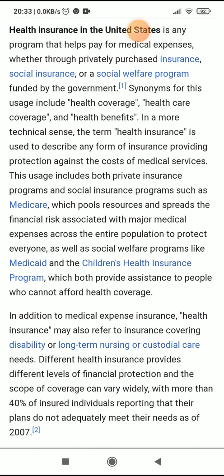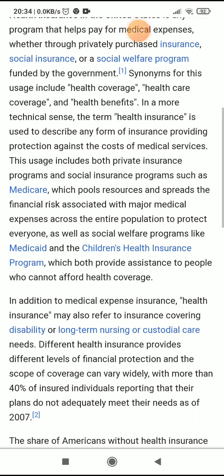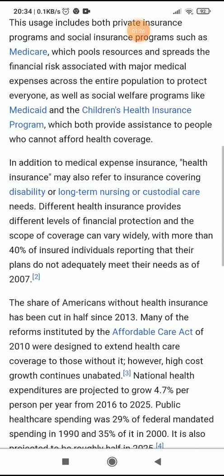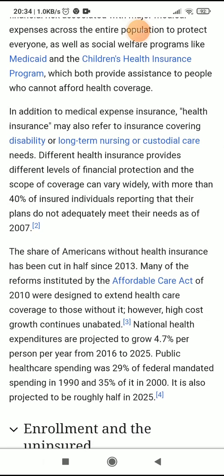In addition to medical expenses insurance, health insurance may also refer to insurance covering disability or long term nursing or custodial care needs. Different health insurance plans provide different levels of financial protection, and the scope of coverage can vary widely. More than 40% of insured individuals reported that their plan did not adequately meet their needs as of 2007. The share of Americans without health insurance has been cut in half since 2013.